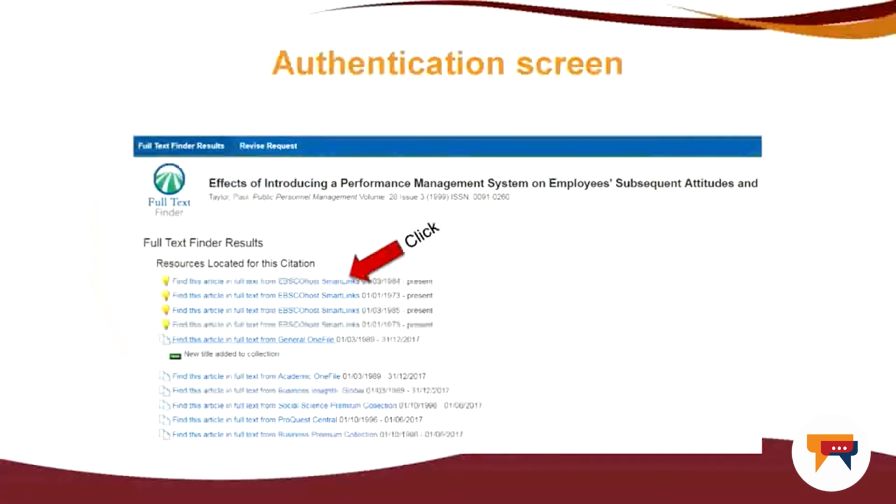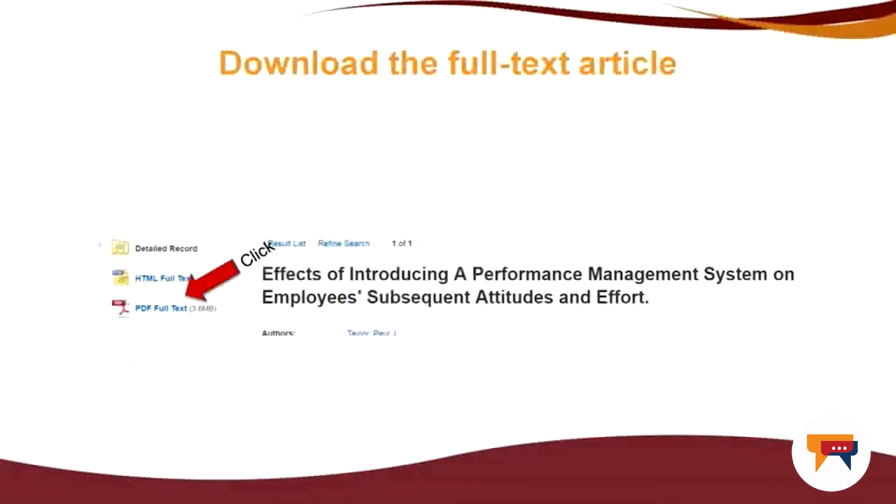It makes it much easier, and you know that the information that you are getting is information that you can trust. So you can download the article. You'll see it says there PDF full text, so you can download the full text article and then store it on your computer or email it to yourself for further use.